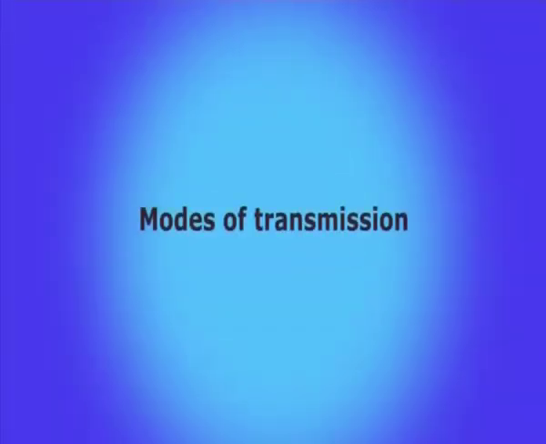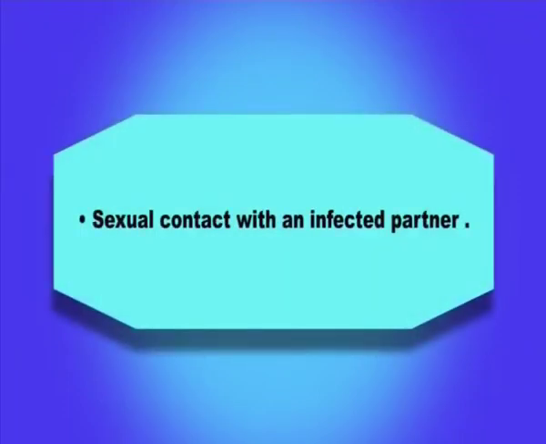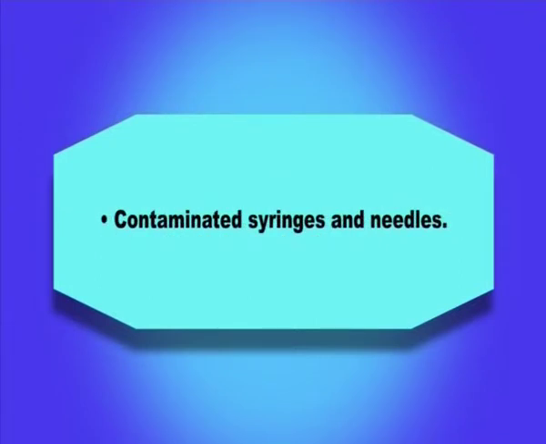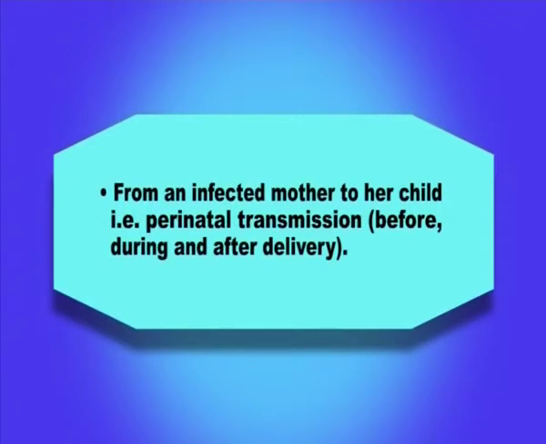Now let us talk about modes of transmission. Sexual contact with an infected partner, transfusion with infected blood, blood products, organ and tissue transplantation, and artificial insemination, contaminated syringes and needles. From an infected mother to her child, that is perinatal transmission, that is before, during, and after delivery.